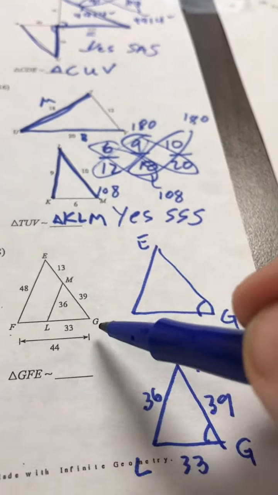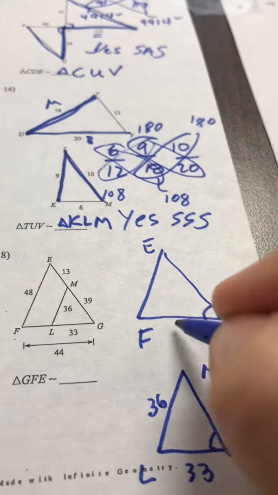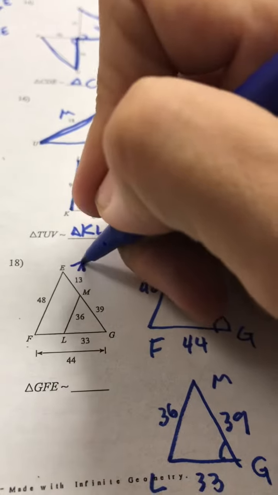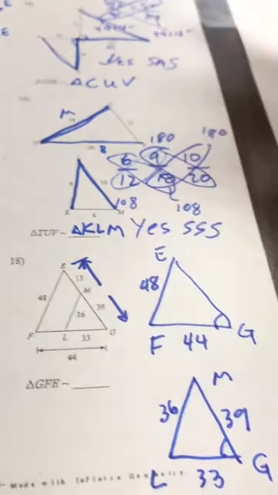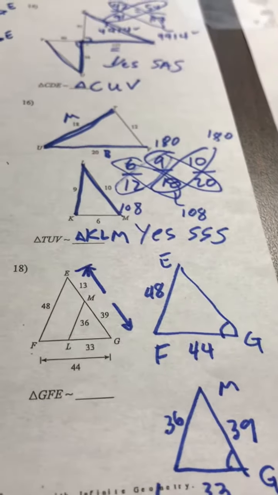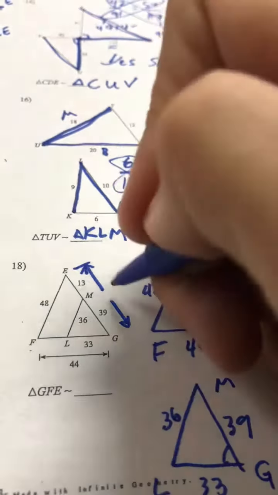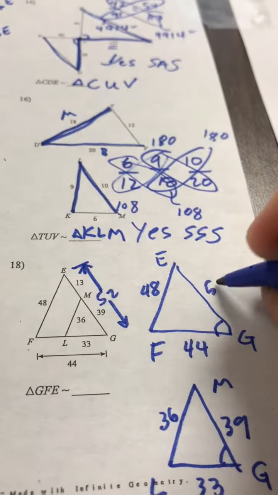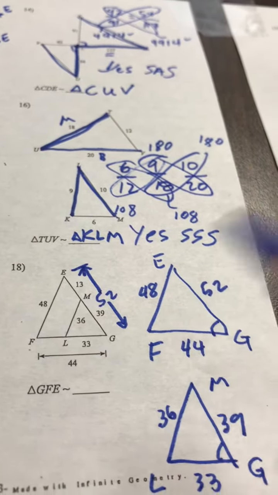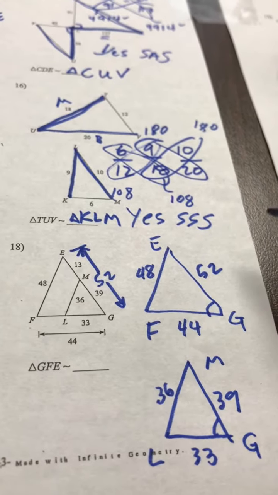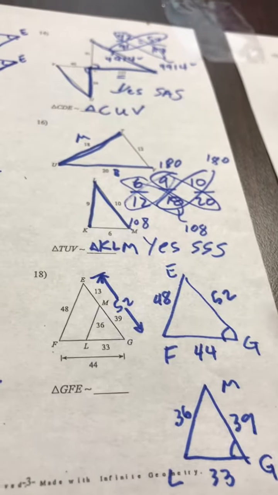Let's look at this mom. The mom is 44, 48, and I actually have to add these two up to find out the full side, the right side here. So 13 plus 39, 52. Okay. So now it looks like we could call this SAS or side, side, side. Either way is fine. Doesn't matter to me.